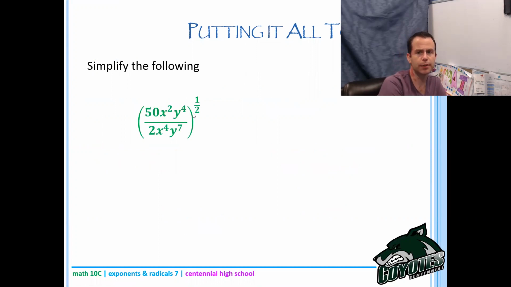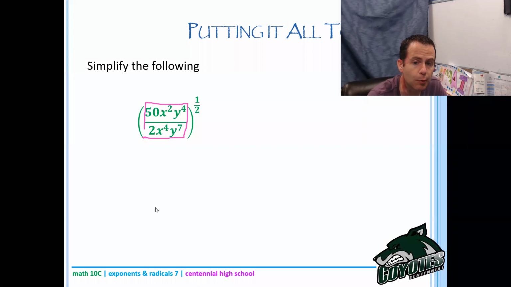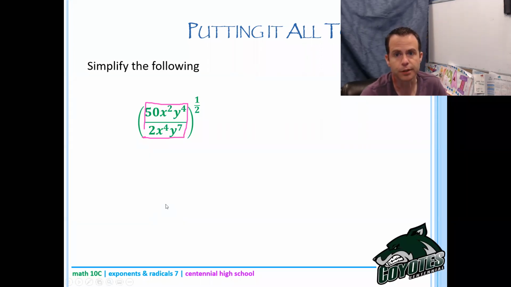What I would want you to see is a couple things. You might want to do what's inside here first before you deal with this 1/2. Why apply the 1/2 to everything here when I can see, hey, 50 divided by 2 is 25, and x squared over x to the 4 would be x to the -2, which would bring that down? It doesn't matter if you want to apply the exponent of 1/2 first, that's totally fine. It's just a matter of doing what you see and making sure whatever you're doing, you're doing it right.